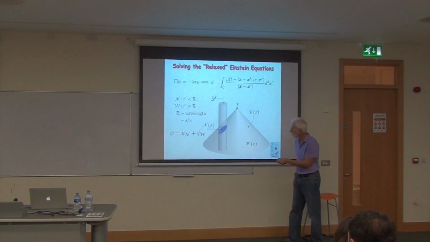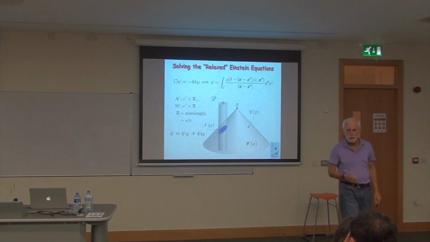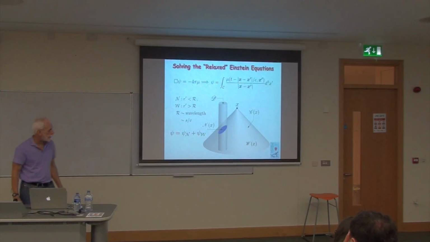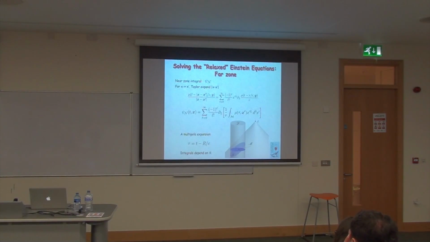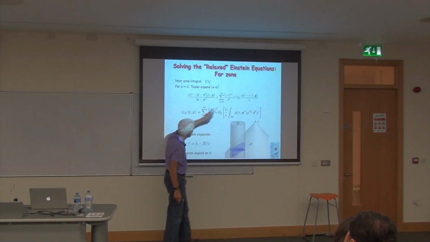At the end of the day, what we're really going to do is split this integral over the past null cone, C, into an integral over this little patch, psi N, plus the integral over the rest, psi W. That then will be our solution to this wave equation. In each region, we do the calculations slightly differently. So let's first look at the near zone part, psi N. This is the integral over this surface N of our source mu.